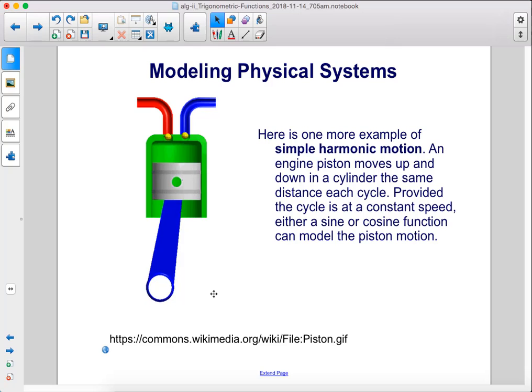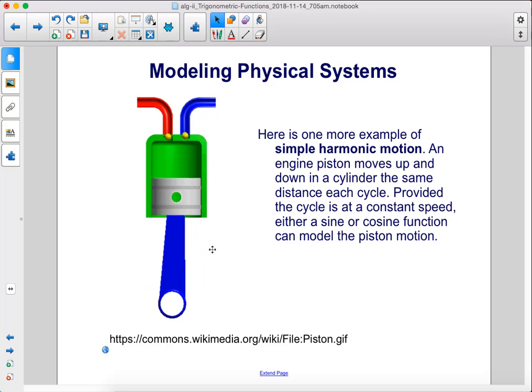Here's one more example of simple harmonic motion. An engine piston moves up and down in a cylinder the same distance each cycle. Provided the cycle is at a constant speed, either a sine or cosine function can model the piston motion.